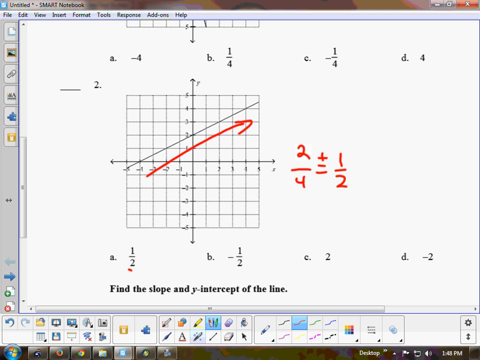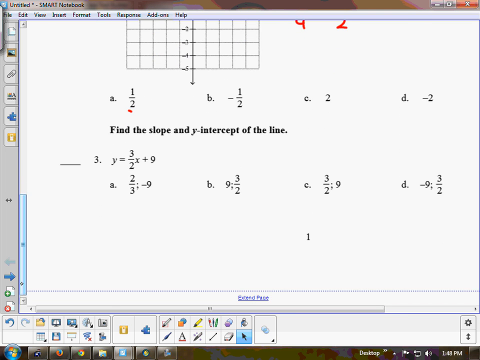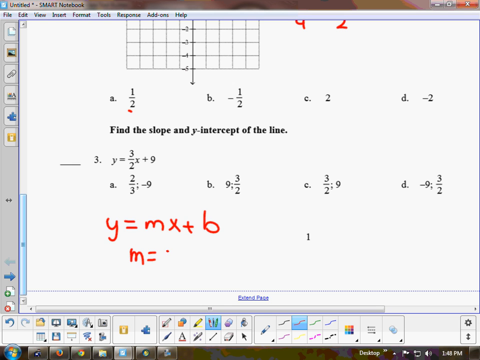Looking at the next question, we have find the slope and the y-intercept of the line. Well, hopefully by now you know that this is in y equals mx plus b form. And you know that m is the slope value. So in this case, the m would be the 3/2. Okay, so we're looking at either B or C as an answer. All right, and then what else you know is that the b value is the y-intercept. So plus 9 is the y-intercept, so that would be choice C.